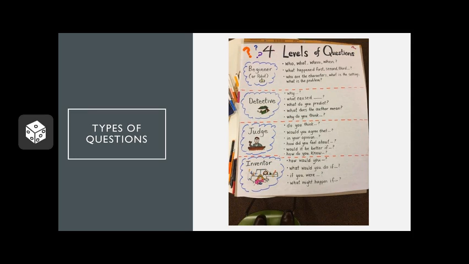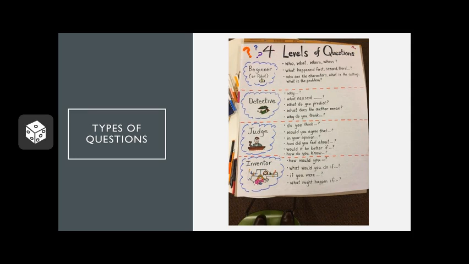And these are questions like, do you think? Would you agree? In your opinion? How did you feel about? Would it be better if? And how do you know? So you can see as we go up, the questions get a little bit more complicated.